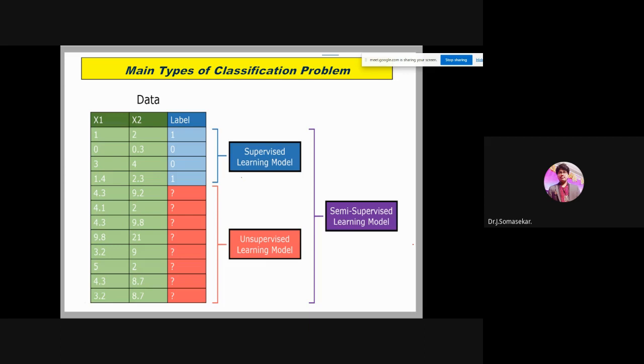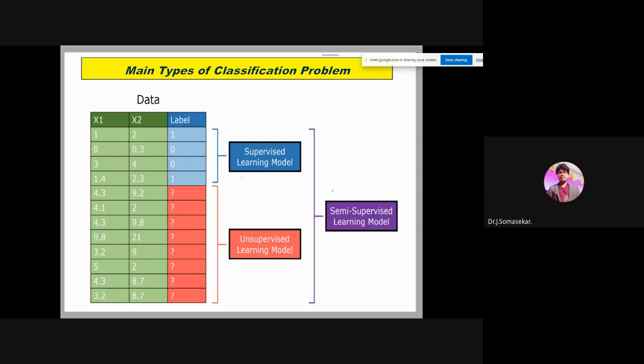What is classification? What are the types of classification? What are the mathematical models? Or how is the function useful to make a supervised learning model? Like that, we have so many other concepts. But for the sake of intuition of the Bayesian classifier, I'm just showing what is supervised, what is unsupervised, and what is the combination, that is called semi-supervised.